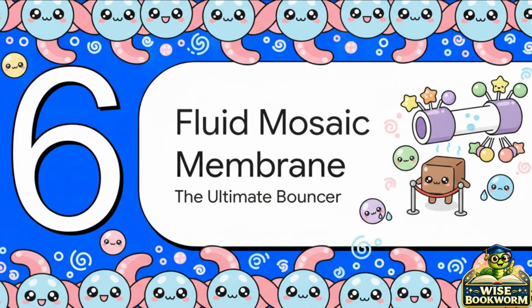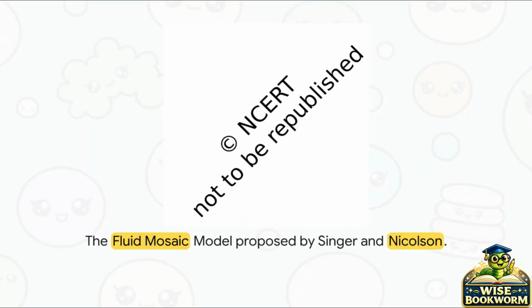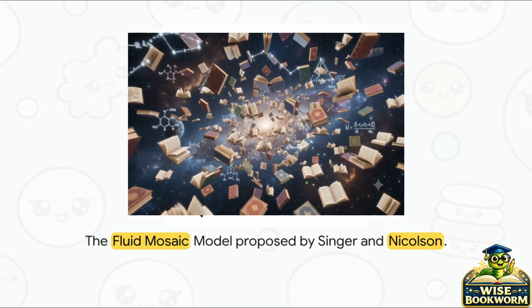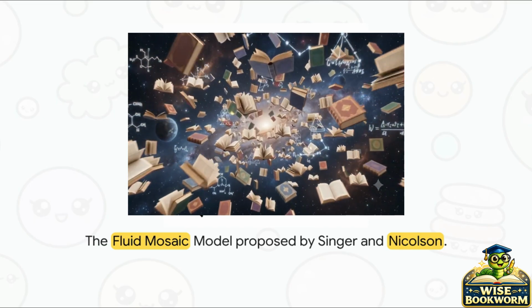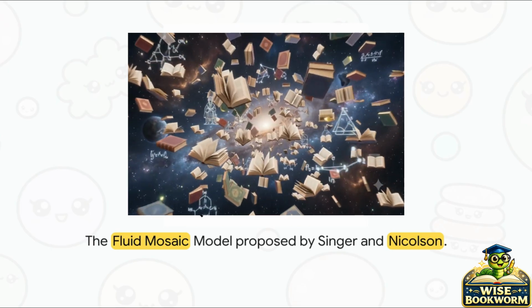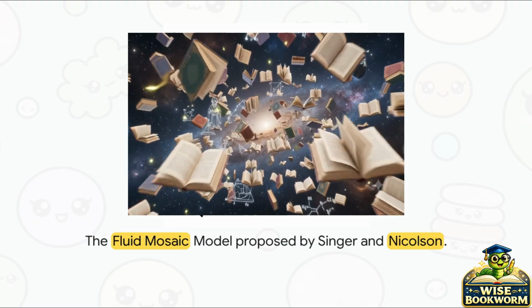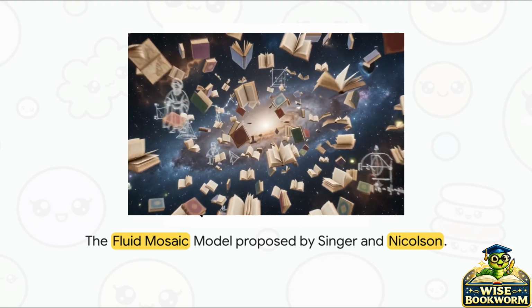All right, down to our final zoom. Section 6, the fluid mosaic membrane, the ultimate bouncer. We are now initiating our deepest zoom, right to the absolute edge of the cell, staring at its selectively permeable plasma membrane. Specifically, we're exploring the fluid mosaic model, a brilliant concept proposed by Singer and Nicholson back in 1972.